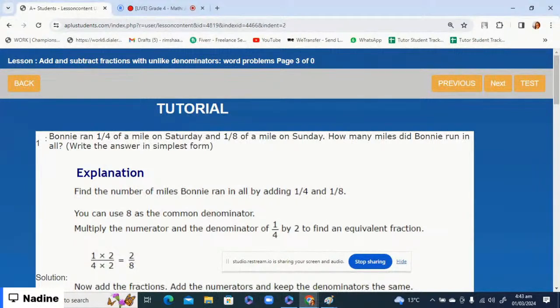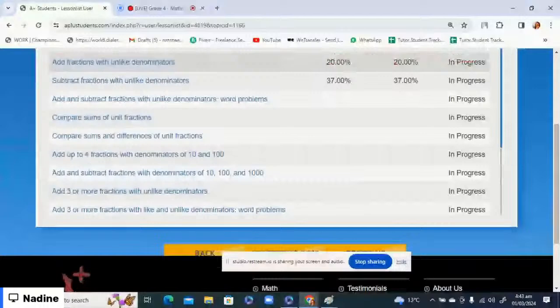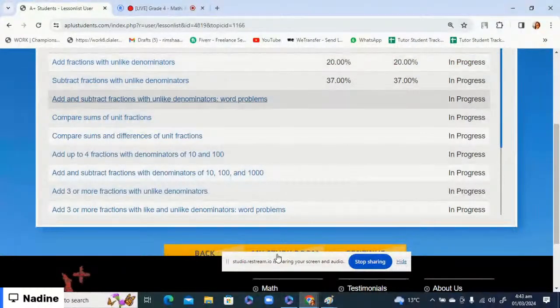I hope you understand this lesson: add and subtract fractions with unlike denominators. Before starting the next session, make sure you go through all these lessons: add and subtract with unlike denominators, subtract fractions with unlike denominators, and add and subtract fractions with unlike denominators word problems. If you still need help in any lesson or chapter, contact our tutors, available Monday to Friday, 5 to 9 p.m.